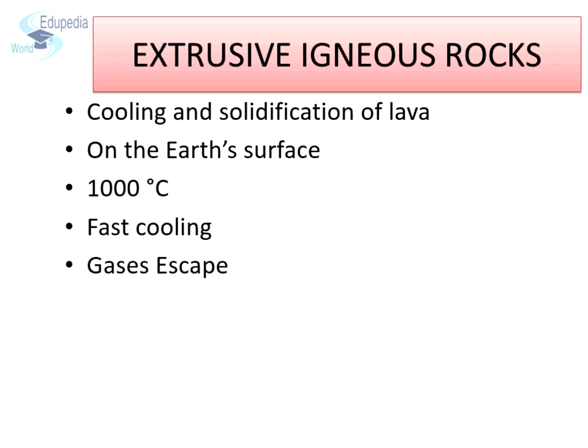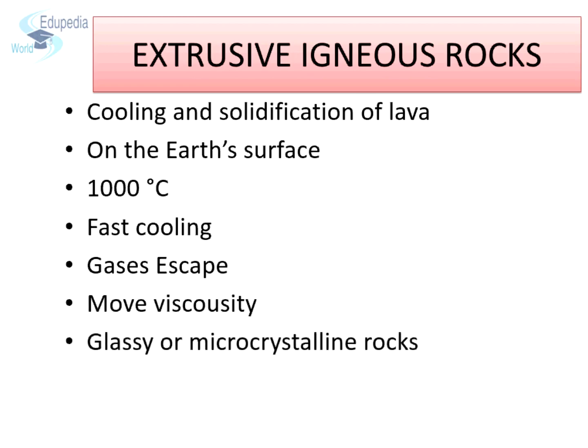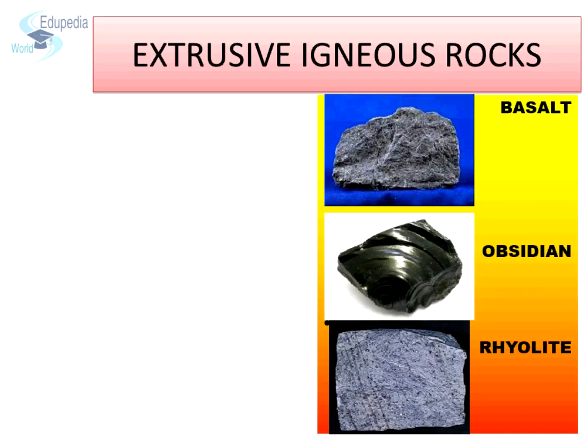Gases begin to escape, causing the lava to lose its fluidity and become more viscous. Consequently, there is very little time and scope for mineral crystals to grow in size. The resultant rock is therefore glassy or microcrystalline. Rocks formed due to the cooling and solidification of lava are called extrusive igneous rocks.